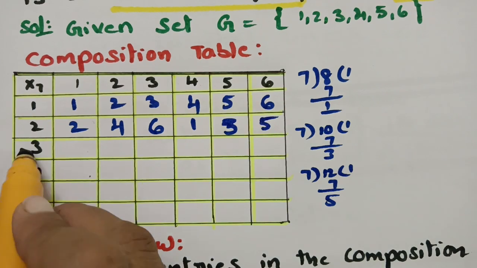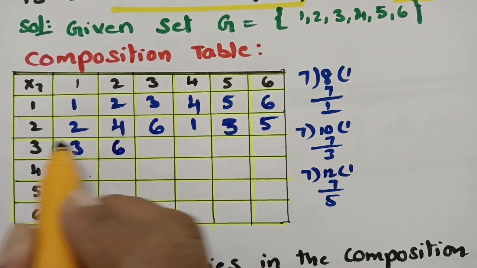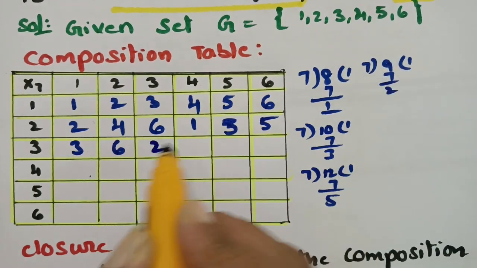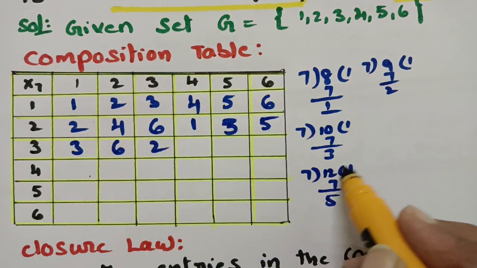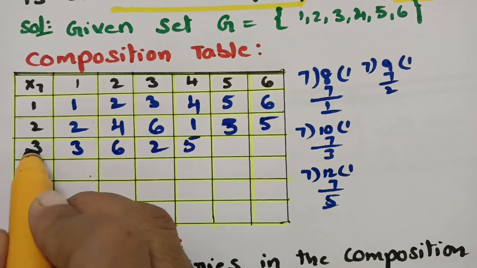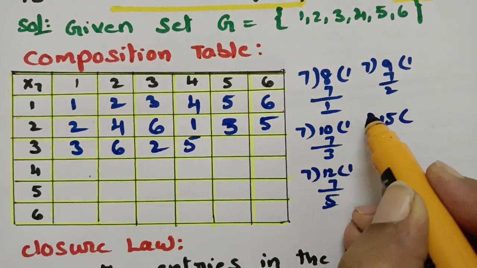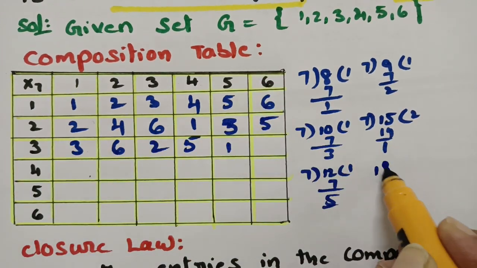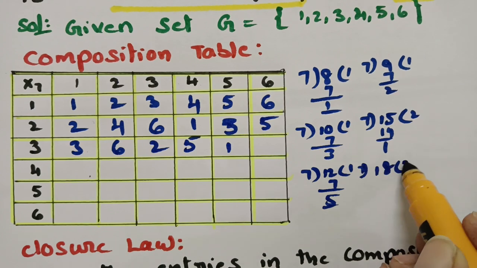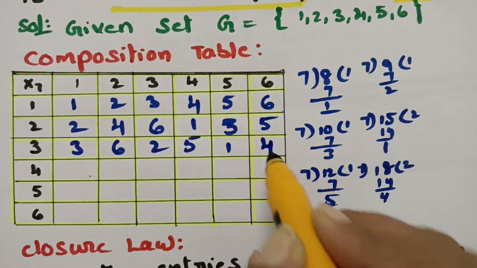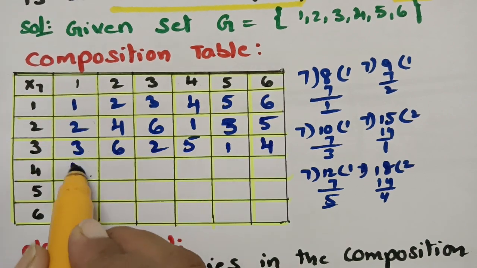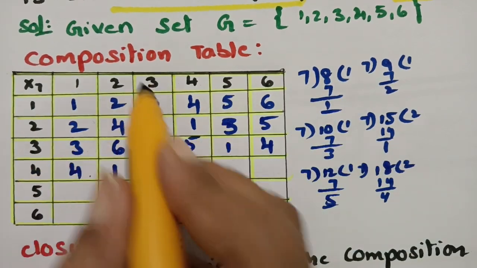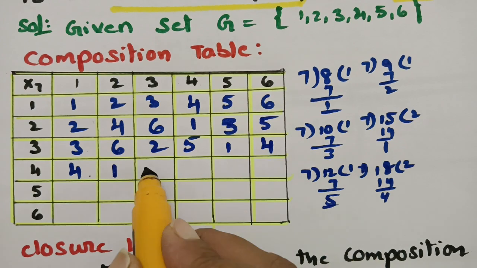Clear? And next one, 3 ones are 3, 3 twos are 6, 3 threes are 9. If you divide 9 by 7, the remainder value is 2. 3 fours are 12, the remainder value is 5. 3 fives are 15, and when divided by 7 two times, the remainder is 1. And next one, 18: if you divide by 7, that is 14, and the remainder value is 4. Clear? And next one, 4 ones are 4, 4 twos are 8, and when divided by 7, the remainder is 1. 4 threes are 12, the remainder is 5.